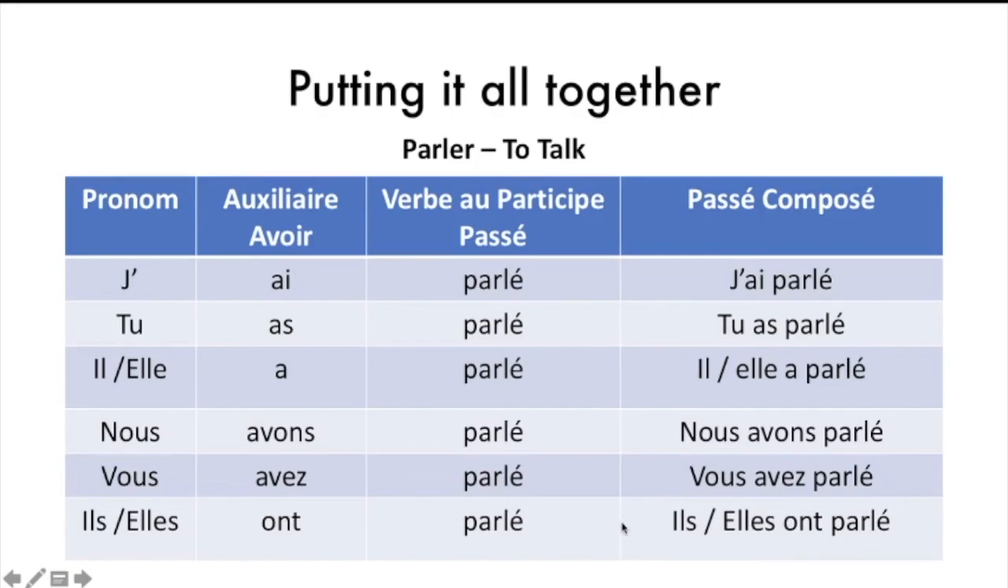So you can see why this is one of my favorite verb tenses. It's actually one of the easiest to do. And I'll show you for the other two groups, the IR and the RE verbs. We'll do an example, and it's just as simple. All right, so let's do a second example now with an IR verb.